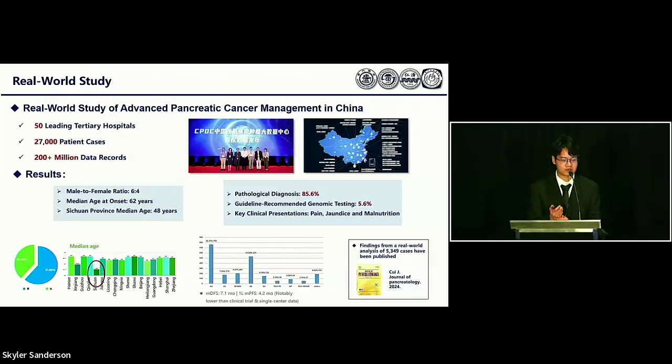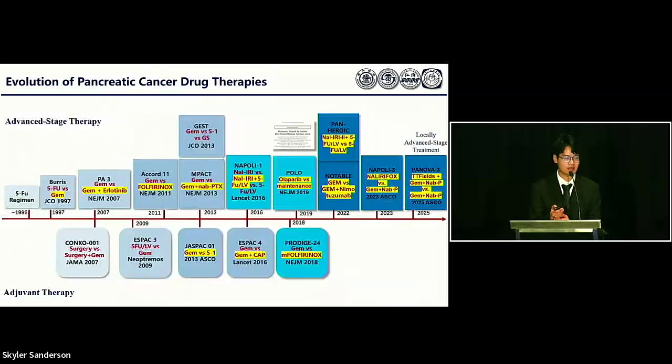We can see that the pathological diagnosis rate and the genomic testing rate are still not very high. And the first-line median PFS of patients reported in this real-world study is notably lower than that reported in clinical trials and single-center data. So the precision diagnosis and treatment of pancreatic cancer still needs to be improved in the future.